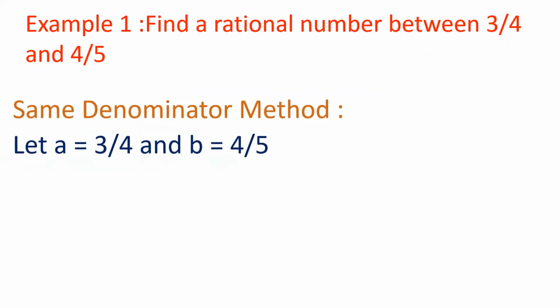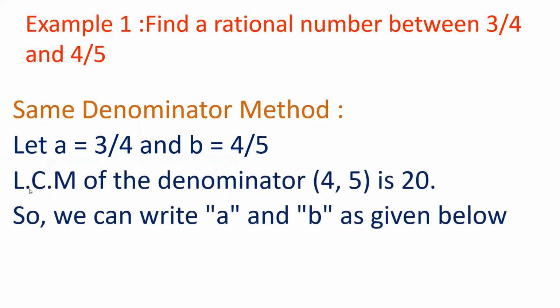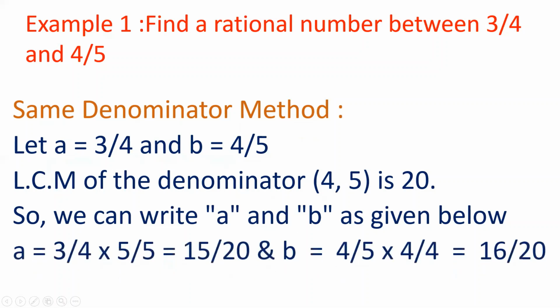For that, taking A as 3 upon 4 and B as 4 upon 5, we are now going to take the LCM of 4 and 5, which is 20, 4 which is in the denominator of 3 upon 4 and 5 which is in the denominator of 4 upon 5. So now we can write A as 3 upon 4 into 5 upon 5, which is equal to 15 upon 20, and B, 4 upon 5, we can write as 4 upon 5 into 4 upon 4, which is equal to 16 upon 20.